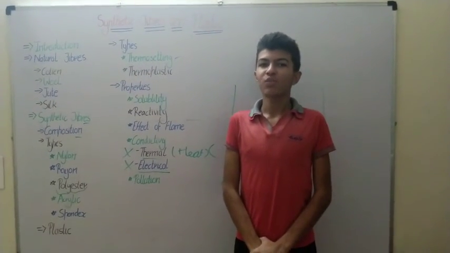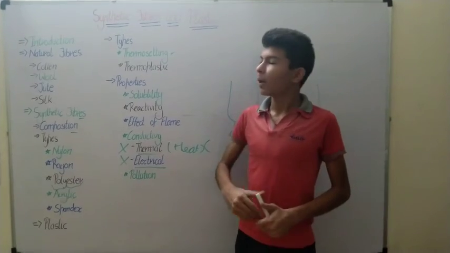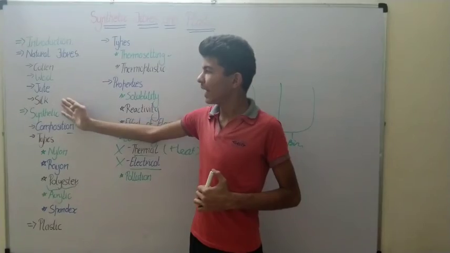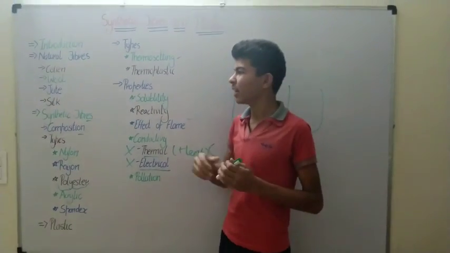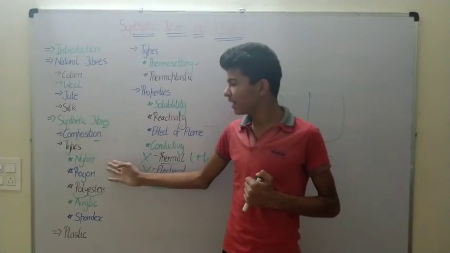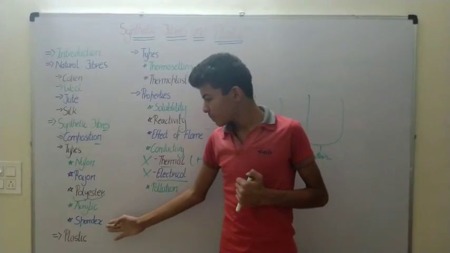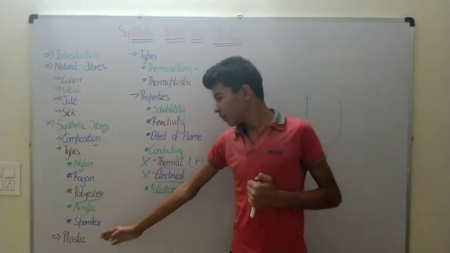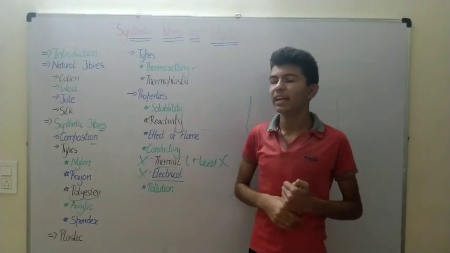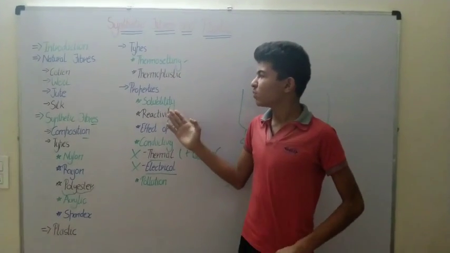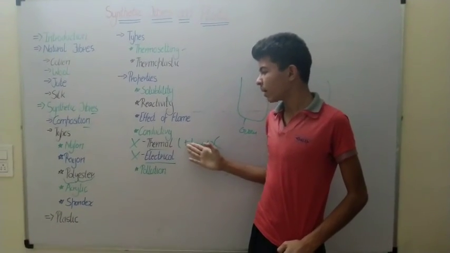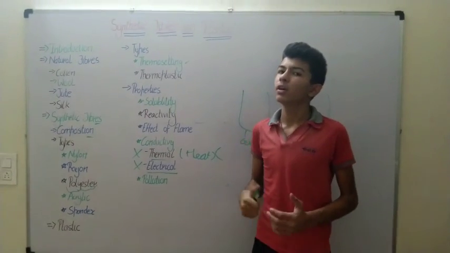So let's summarize what we have learned today. First we learned about natural fibers: cotton, wool, jute, and silk. Then we learned what synthetic fibers are and what they are made of. Then the types of synthetic fibers: nylon, rayon, polyester, acrylic, spandex. And then we learned about plastics and their types, thermosetting plastics and thermoplastics, and their properties: solubility in water, reactivity, effect of the flame, thermal and electrical conductivity, and then we learned about pollution.